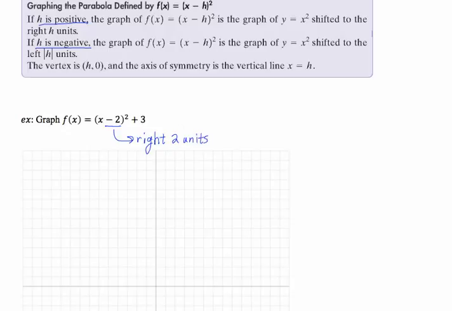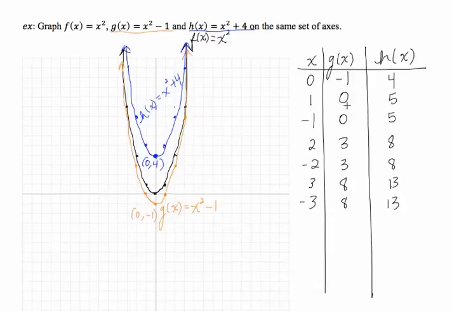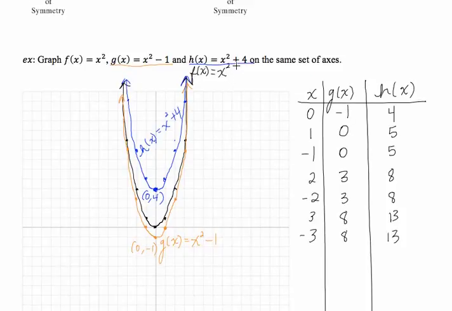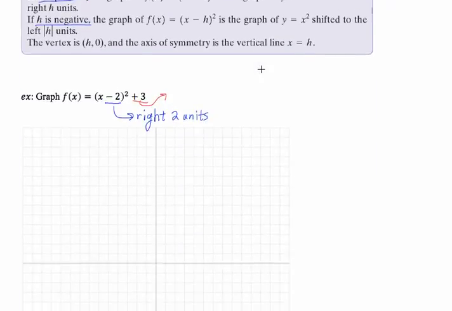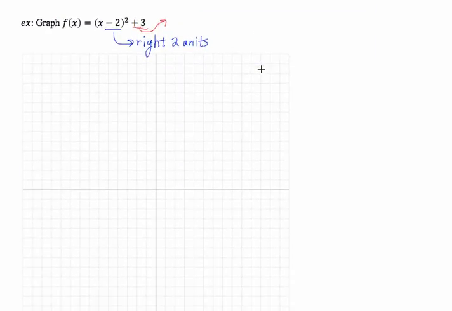And the +3, that's just hanging off the end there. The +3, because it's not part of the thing being squared, that's like the first 2 that we did. So that plus a number is actually going to shift it up so many units. So that's going to shift it up 3 units.